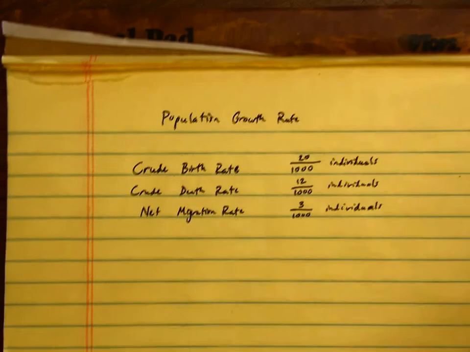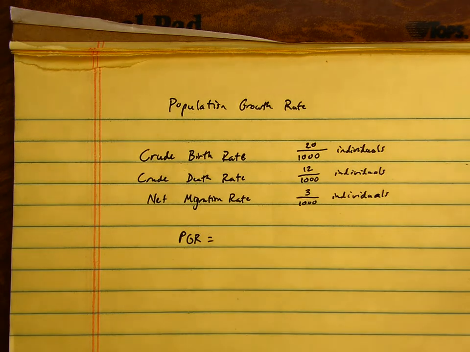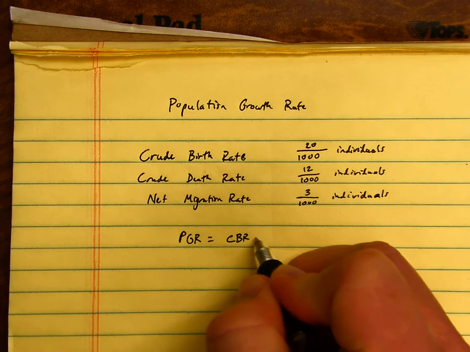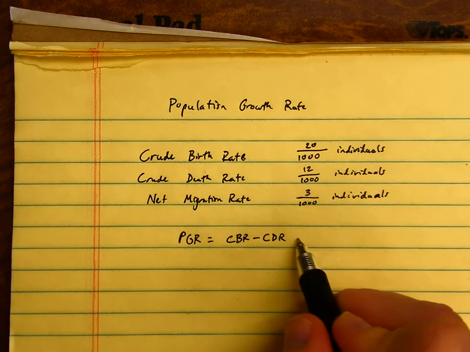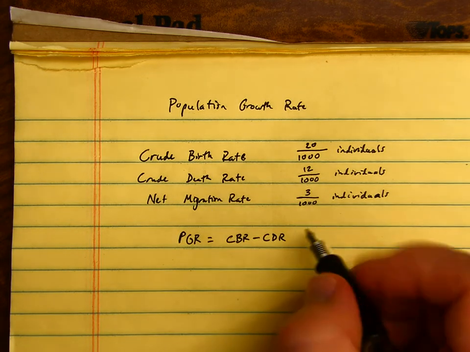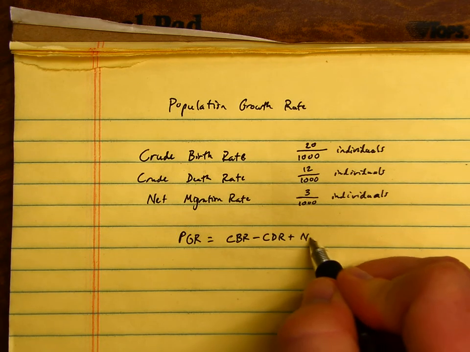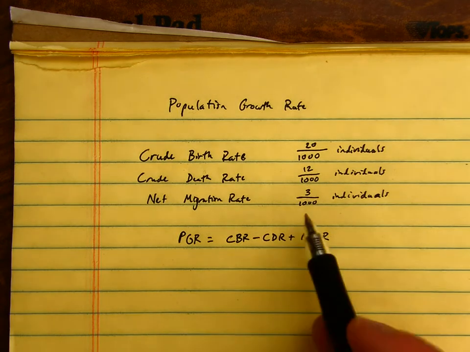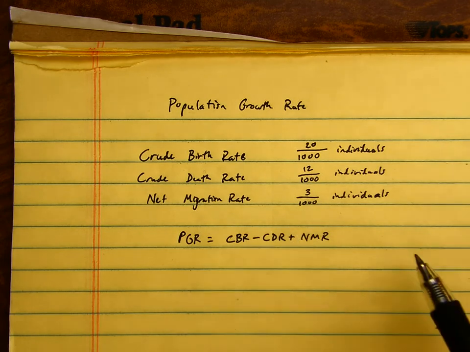All you do to find the population growth rate, I'm going to put some acronyms on there. Population growth rate is the crude birth rate minus the crude death rate. And here it's kind of plus or minus whatever the migration rate is. In this case, since it's positive, it would be plus the net migration rate. If this was negative, like more people are leaving a country, this can be negative. So then instead of doing +3, you do -3, for example.